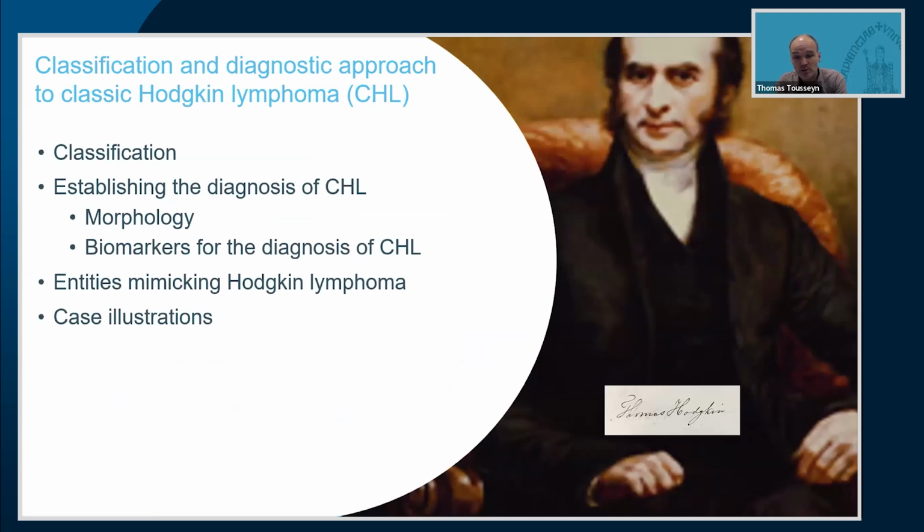So my talk will be built up like this. I will quickly say something about the classification or classifications of Hodgkin lymphoma that are currently in use. How I establish the diagnosis of Hodgkin lymphoma based on morphology and some biomarkers, and then go into detail into some entities that mimic Hodgkin lymphoma and illustrate this with some cases.